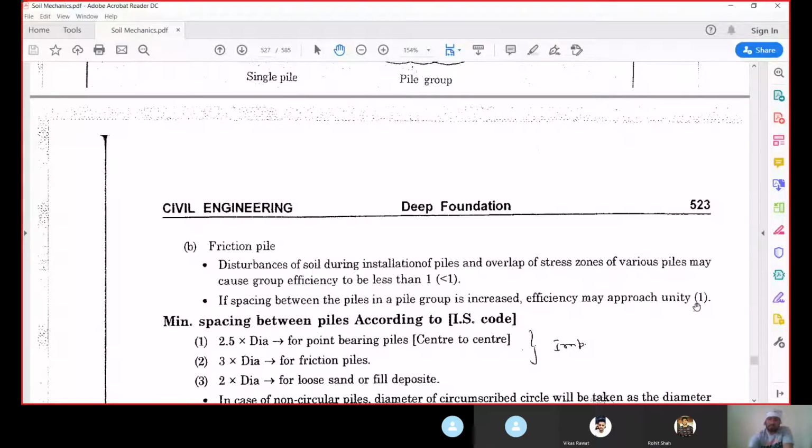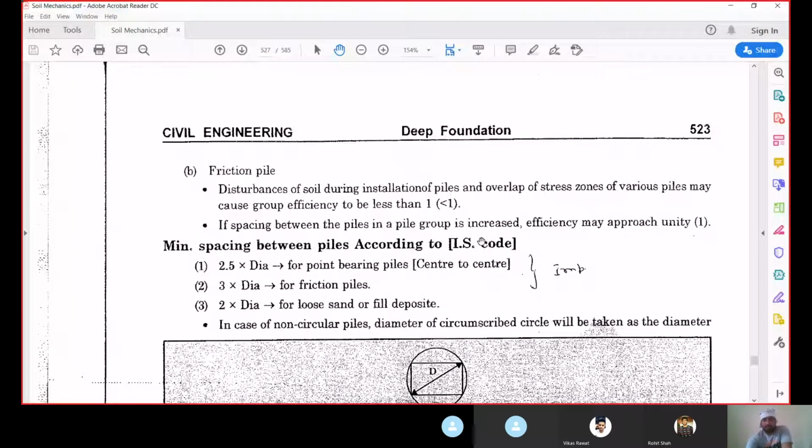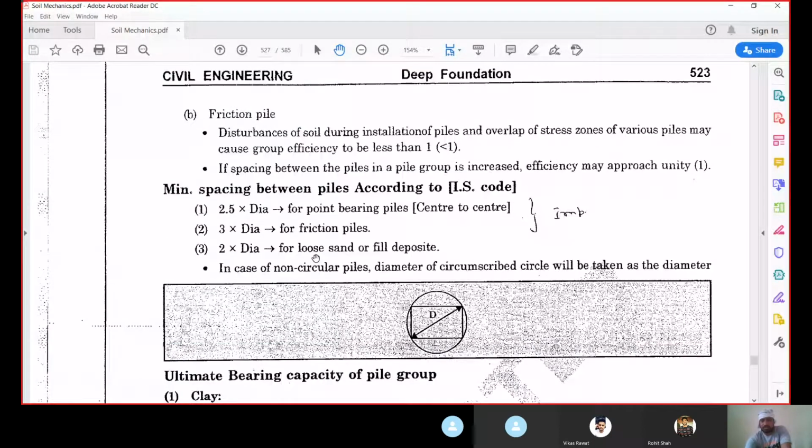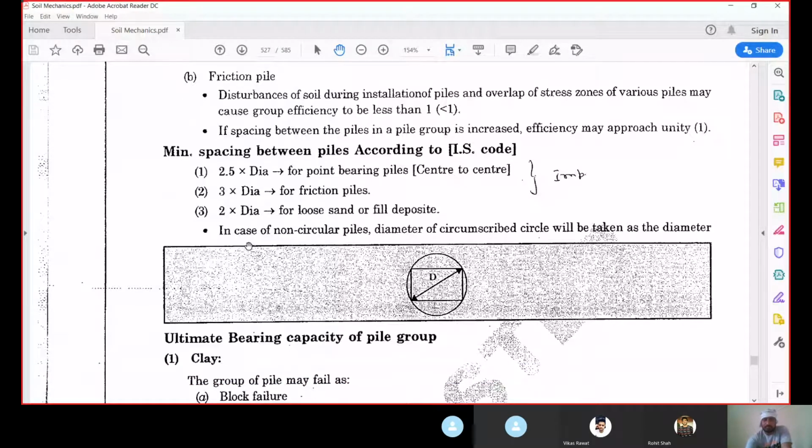Now they have fixed criteria for the minimum spacing in the code, because it is based on the Indian Standard codal provision. Like, what will be the minimum spacing between piles for point bearing pile, for friction pile, and for piles driven into loose sand or fill. For point bearing, the center to center spacing must be 2.5 times the diameter of pile. For friction pile, it is 3 times the diameter of piles. Now in case we do not have circular piles but non-circular piles, the diameter of the circumscribed circle will be taken as the diameter.